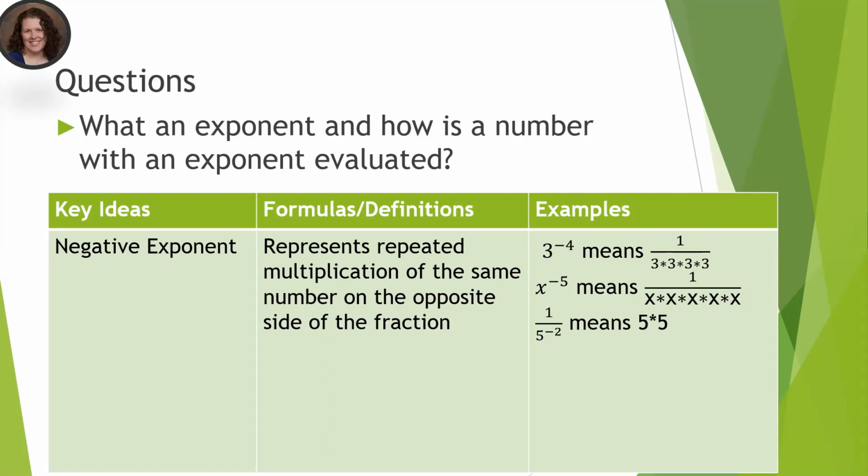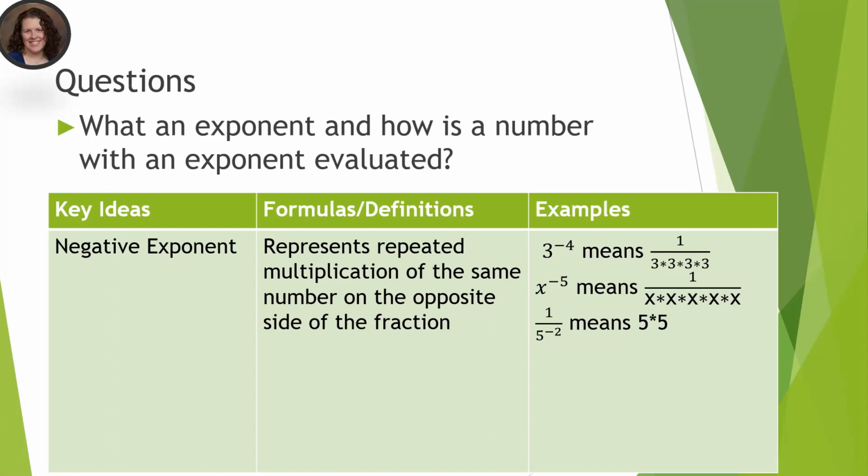A negative exponent is a little different. The easiest way to understand it has to do with flipping where it is in the fraction. So 3 to the negative 4th means 1 divided by 3 times 3 times 3 times 3. So recall, normal 3 to the 4th power would be 3 times 3 times 3 times 3. But when you have that negative exponent, you move your multiplication to the bottom of the fraction. So x to the negative 5th would be 1 divided by x times itself 5 times.